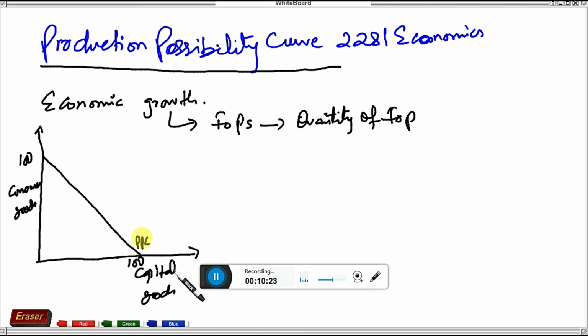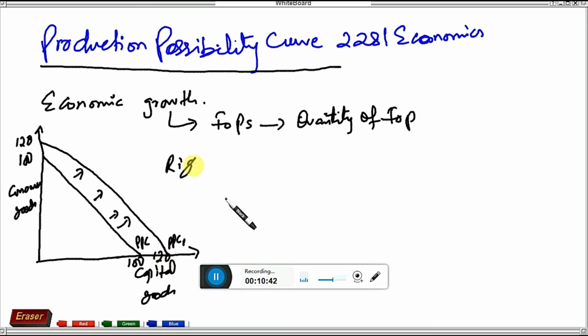So what will happen? Your production possibility curve will shift outward like this. This is termed as PPC1. You need to label it correctly because your examiner wants to see these things. You have to put the lines like this. So from 100 to 120 you are going from the left side to the right-hand side. Whenever there is an increase, it is termed a right-hand side shift.